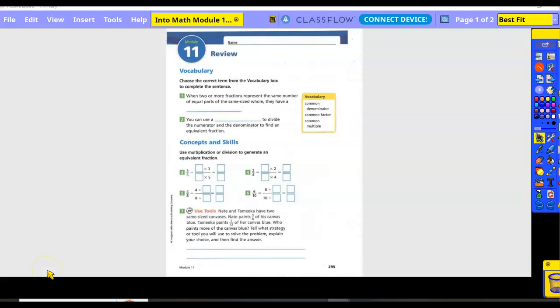Fourth grade math lesson. Module 11 review. Vocabulary. Choose the correct term from the vocabulary box to complete the sentence.